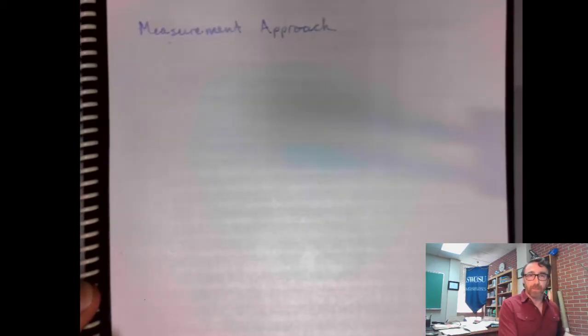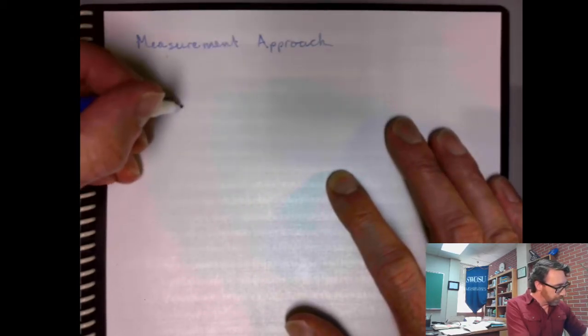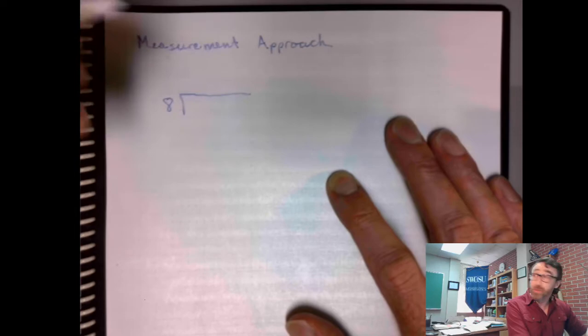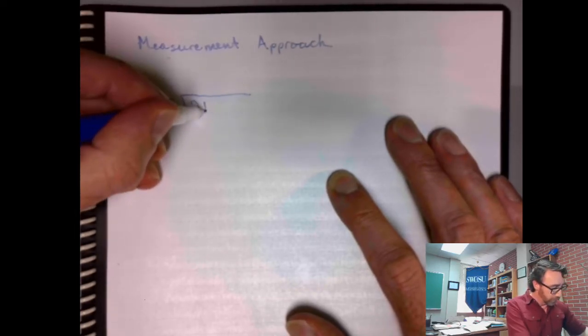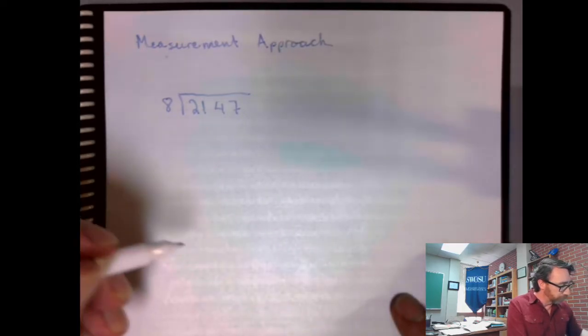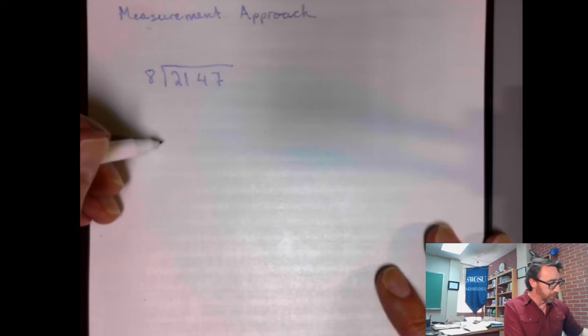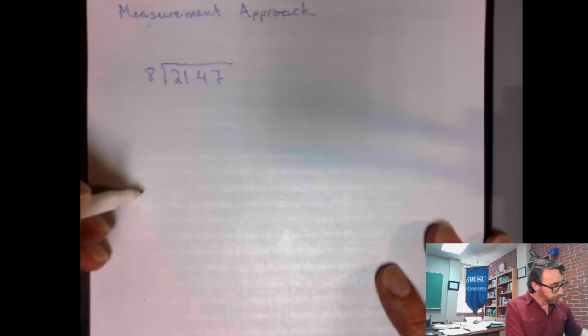Okay, let's look at one more example. In this example, we'll do a measurement approach. And here's what I want to do. I want to do 8 divided into 2,147. Okay. So let me leave myself a little space here to work underneath.